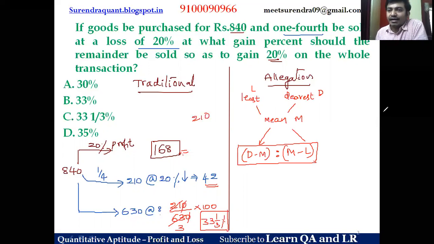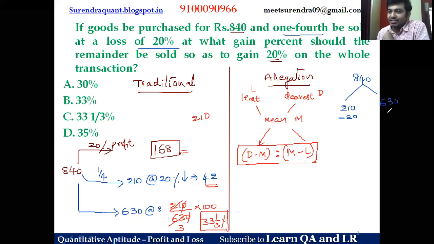Now we know that the one which is sold at a loss is nothing but 210 rupees. I mean, the total worth is 840, in which 1/4 is nothing but 210, which is sold at a loss of 20%. Loss, so let us keep a minus symbol. If it is loss, minus. If it is gain, plus. And the remaining 630 is sold at, we don't know what profit percent, some X profit percent. Unknown variable, take it as X.